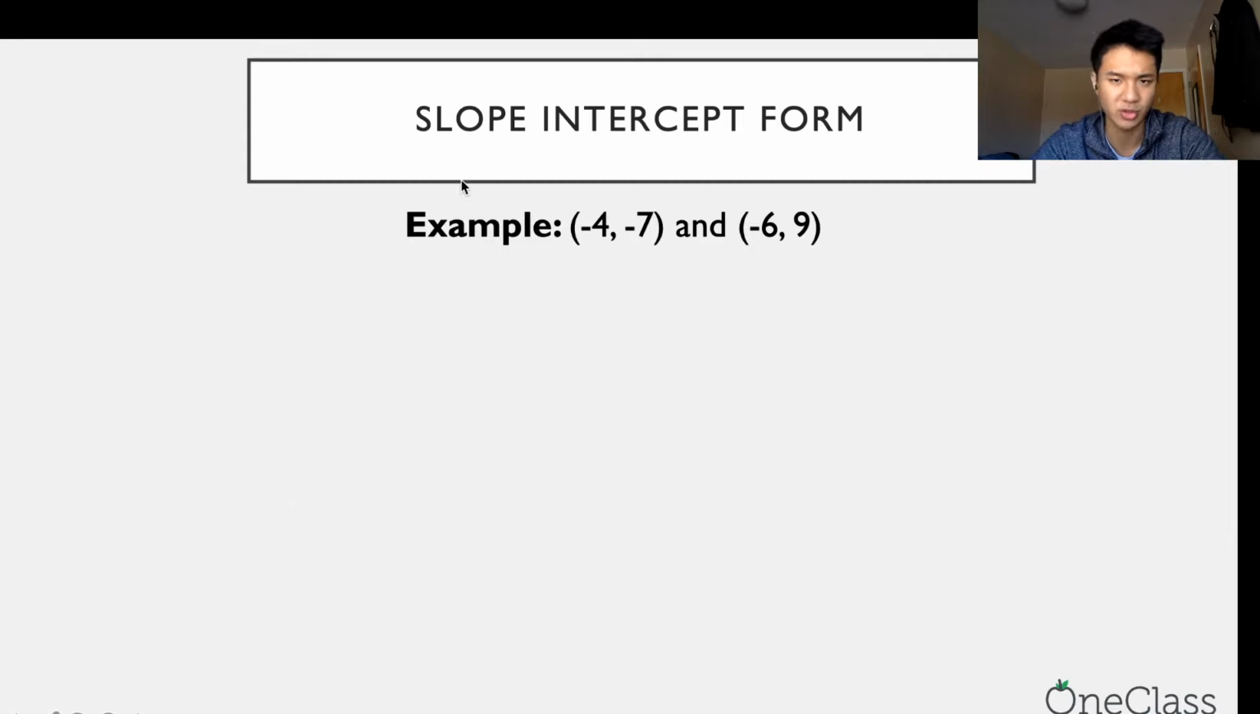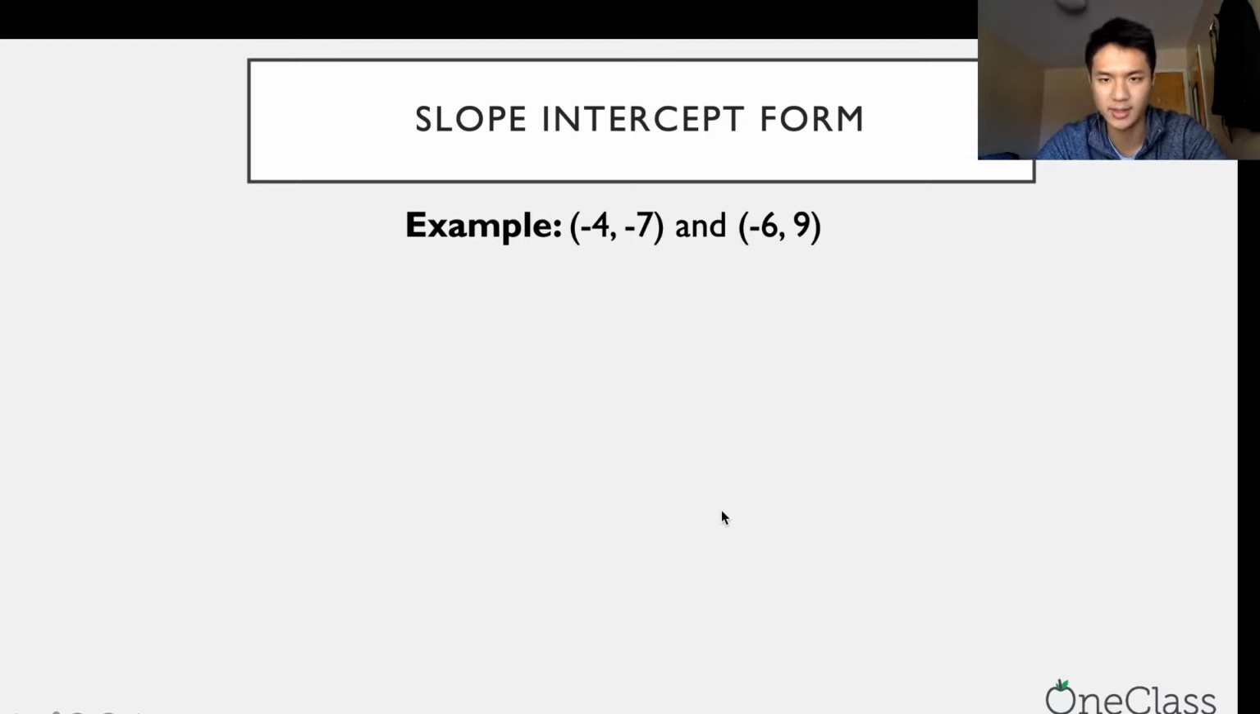So let's take just 2 random points, -4, -7, and -6, 9. And let's say we want to find the slope of the equation that crosses both of these points. The overall equation that crosses both of these points.